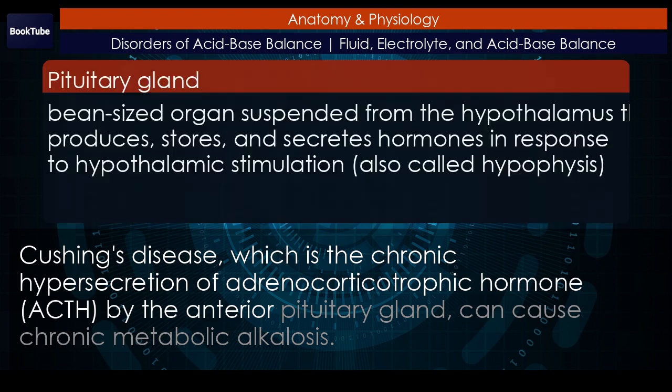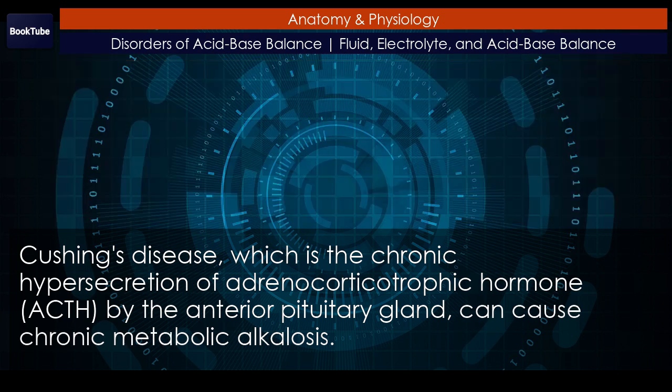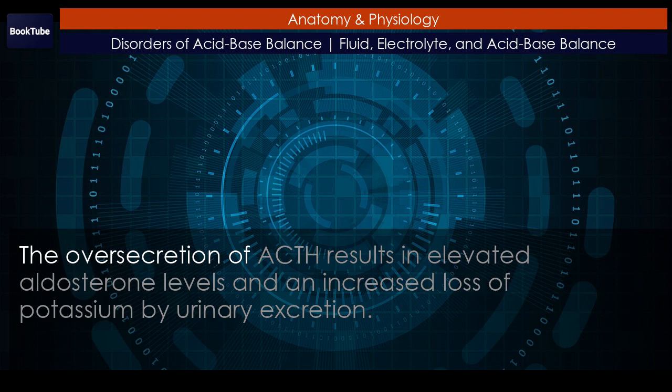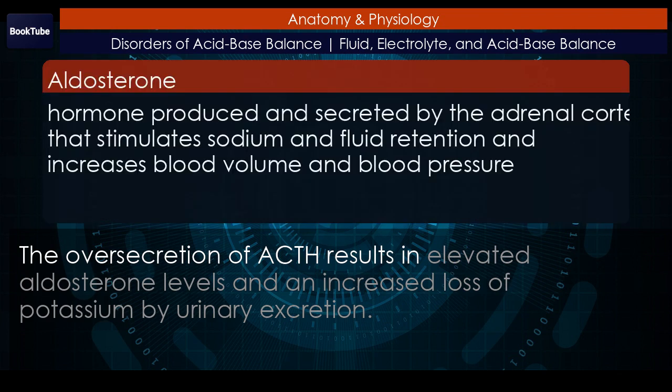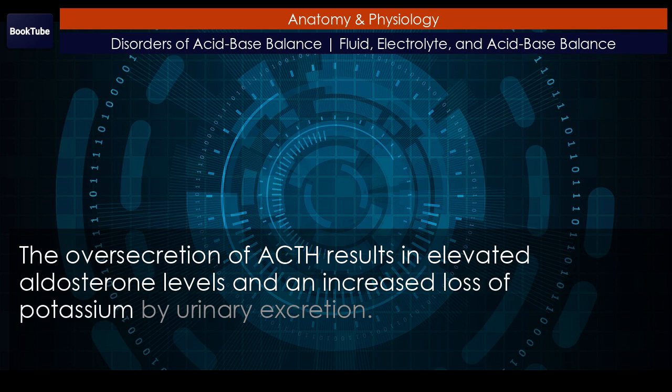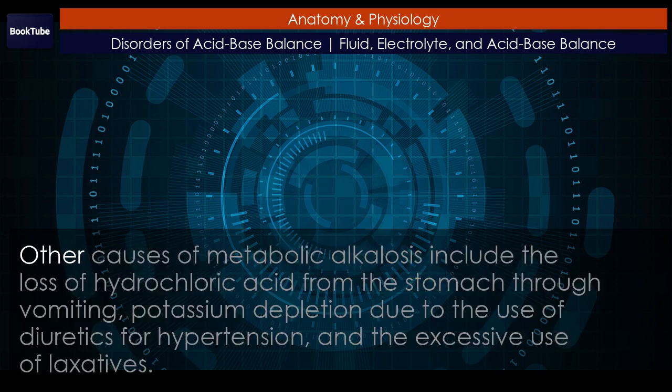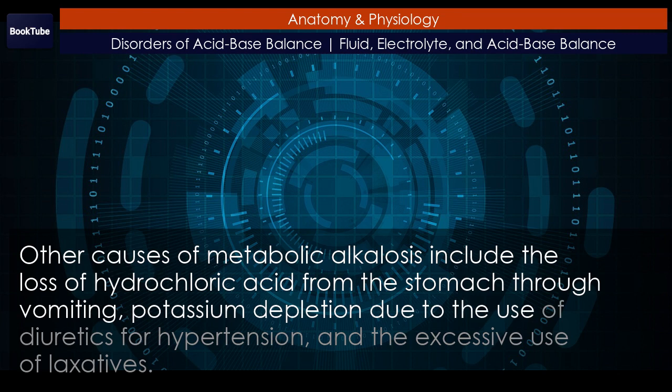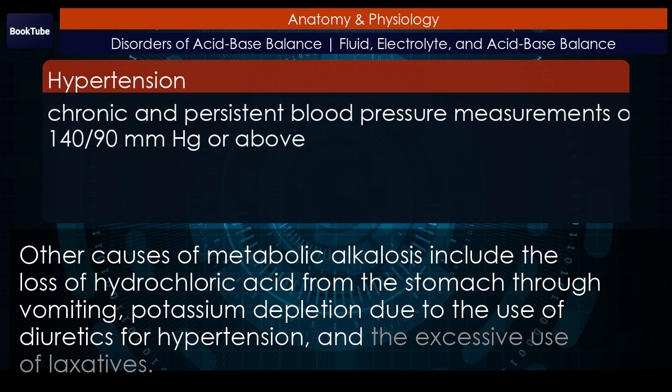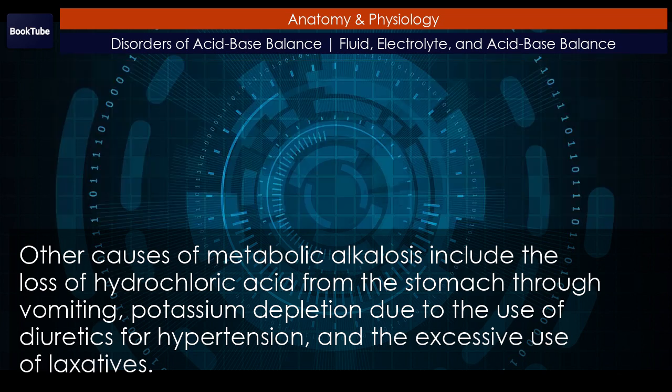Cushing's disease, which is the chronic hypersecretion of adrenocorticotropic hormone, ACTH, by the anterior pituitary gland, can cause chronic metabolic alkalosis. The oversecretion of ACTH results in elevated aldosterone levels and an increased loss of potassium by urinary excretion. Other causes of metabolic alkalosis include the loss of hydrochloric acid from the stomach through vomiting, potassium depletion due to the use of diuretics for hypertension, and the excessive use of laxatives.